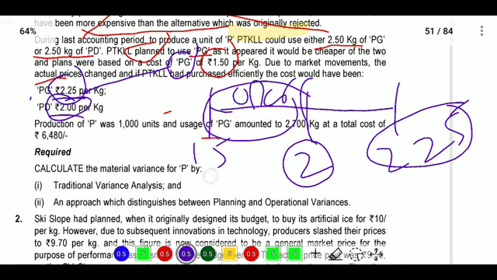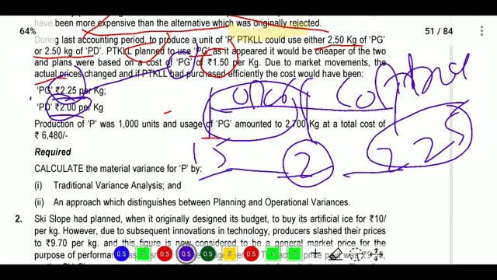So 1.5 to 2 is the uncontrollable factor. From 2 to 2.25 it is the controllable factor. It is there in your hand. You can buy at 2 rupees or you can buy at 2.25. So it is a controllable factor, and from 1.5 to 2 it is an uncontrollable factor. You can decide.